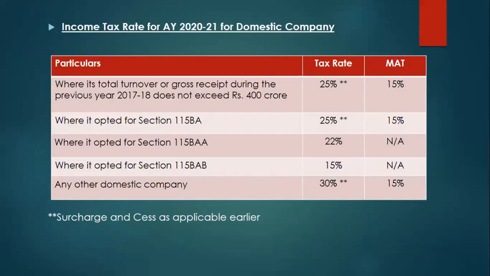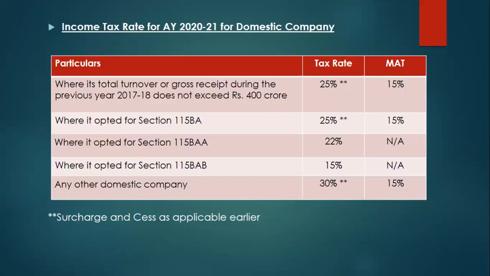Now coming to income tax rates for assessment year 2020-21 in case of domestic companies. Basically, there are 5 categories. Firstly, companies having turnover up to rupees 400 crores in financial year 2017-18 shall pay tax at the rate of 25% and MAT applicable to them shall be 15%, which was earlier 18.5%. Surcharge and cess shall be levied as applicable earlier.